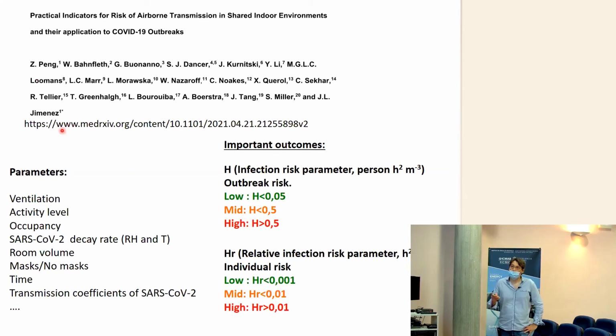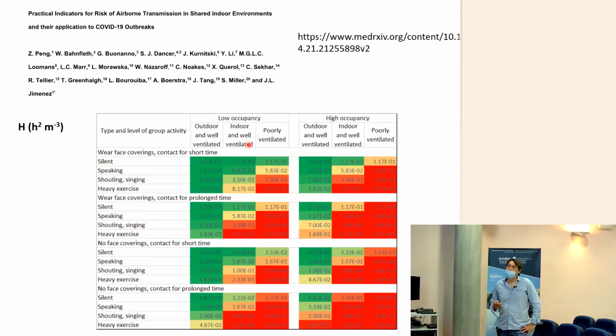Using this model, you can find it here. We applied it to the previous study. And well, you can apply this model. For example, in the paper, they are showing with green, yellow, and red how well ventilated different conditions are. For example, outdoor, indoor with good ventilation, poor ventilation with low occupancy, high occupancy, and with different possible activities, okay?